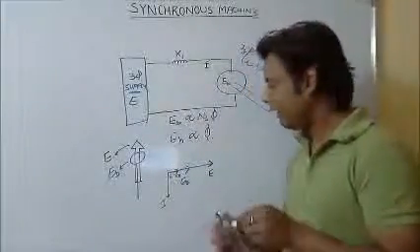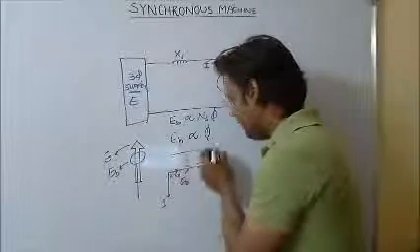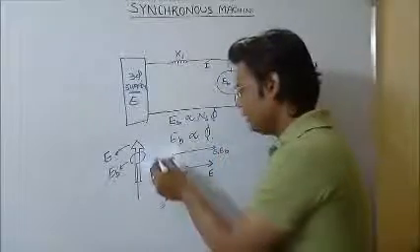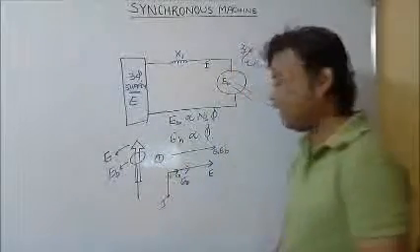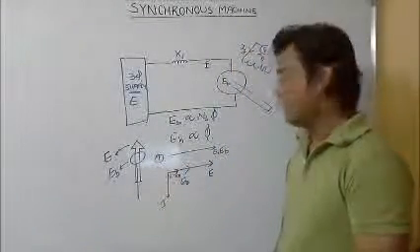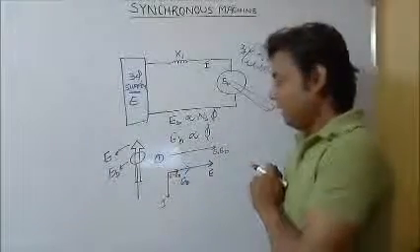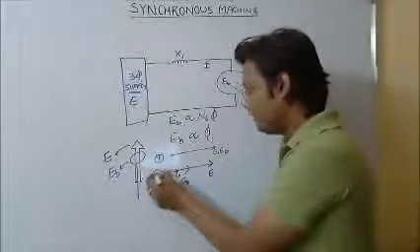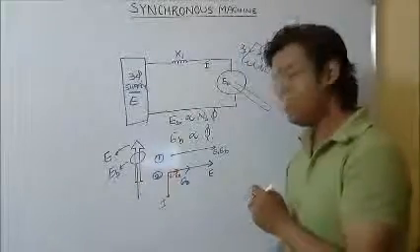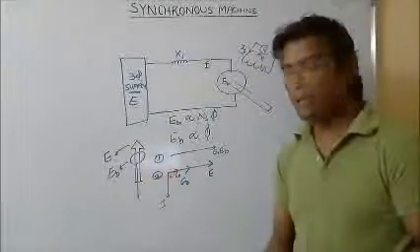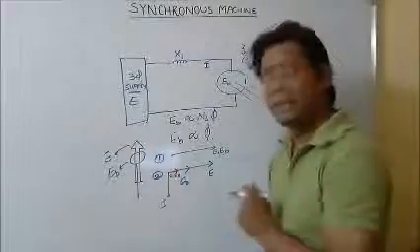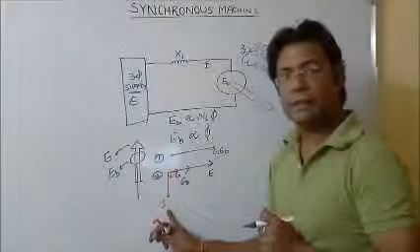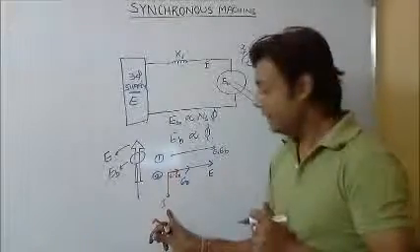So the first condition we have seen is that E and EB were equal and they were in phase at that time. So there was no current, and this was E and EB. In the second case we have seen that E is greater than EB, and at that time E minus EB is the resultant, and the current is lagging by 90 degrees.